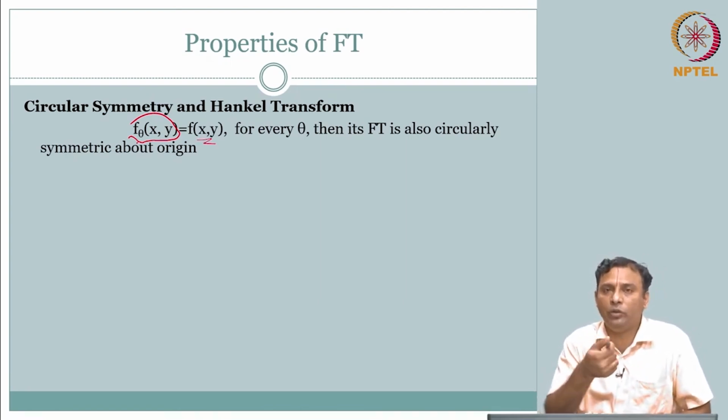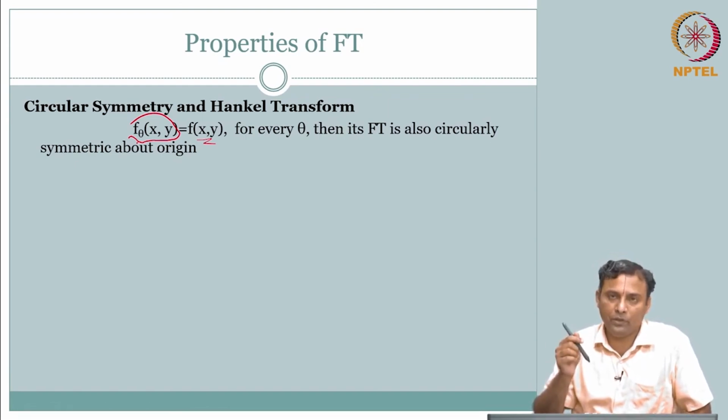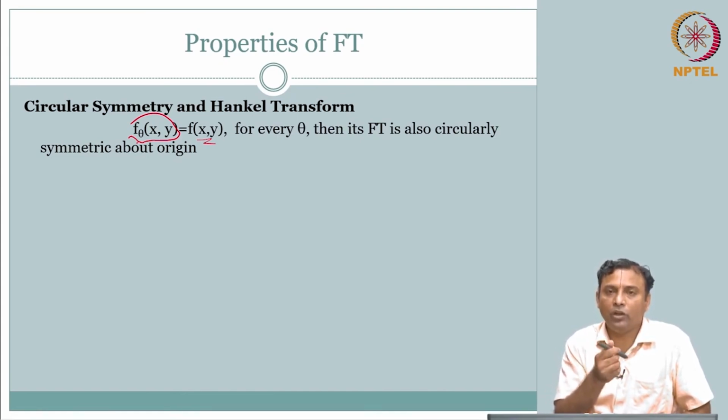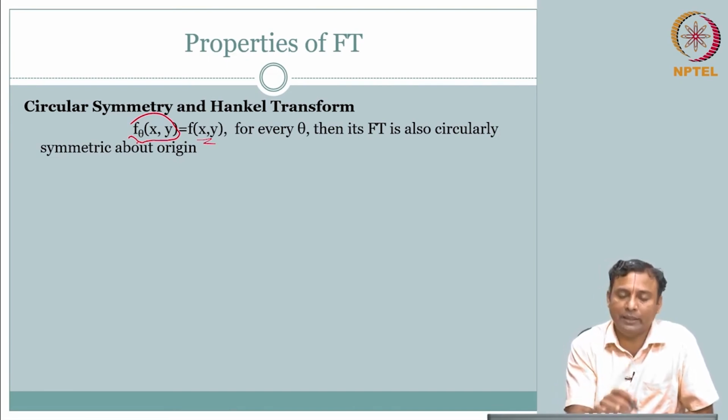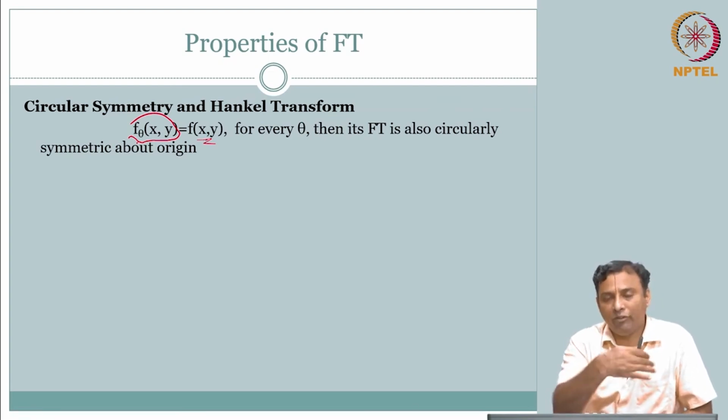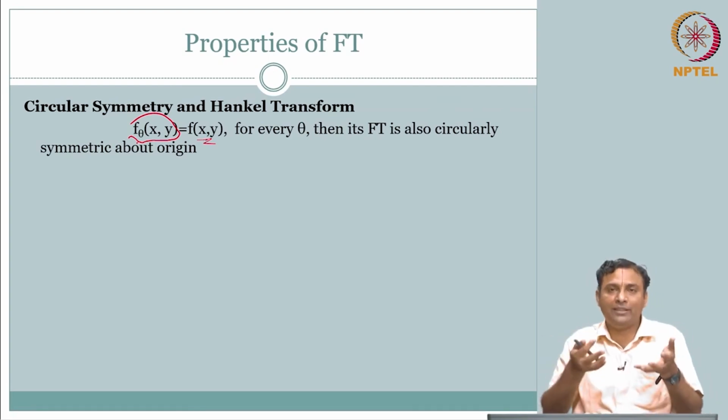No matter which angle you look at, the function looks the same. Whatever you have as f of x comma y, it does not matter which angle you are looking at; then it is circularly symmetric. Whether you look at it at 90 degrees or 0 degrees, f of x y is the same. So f theta of x comma y is the same as your f of x comma y for any theta. That is your spatial domain signal.